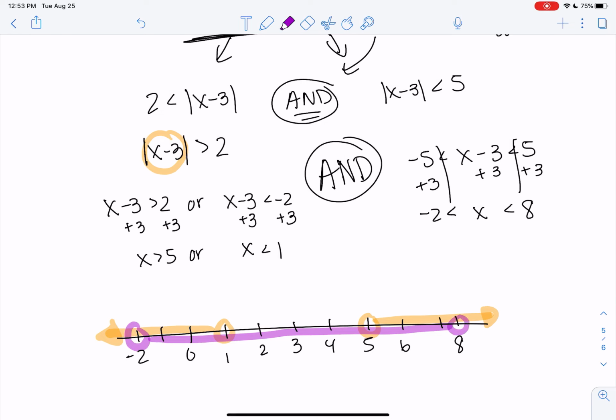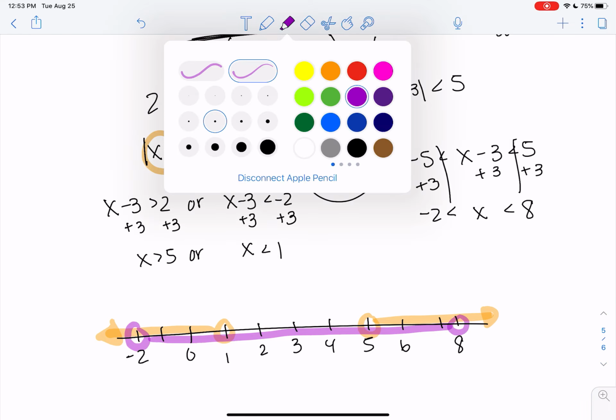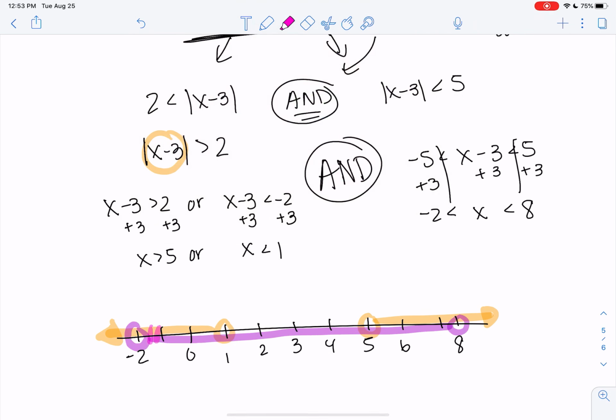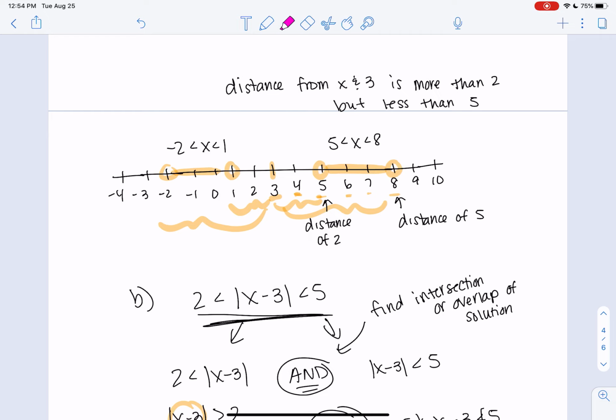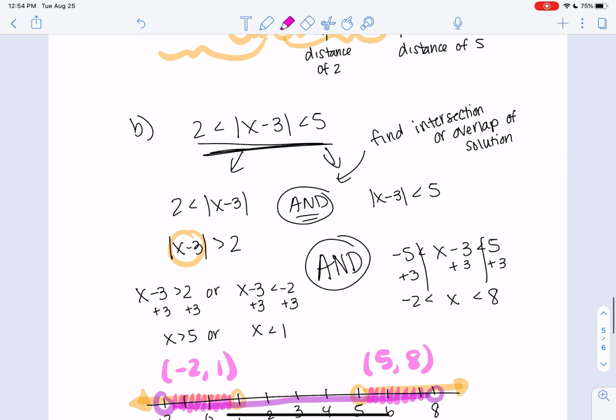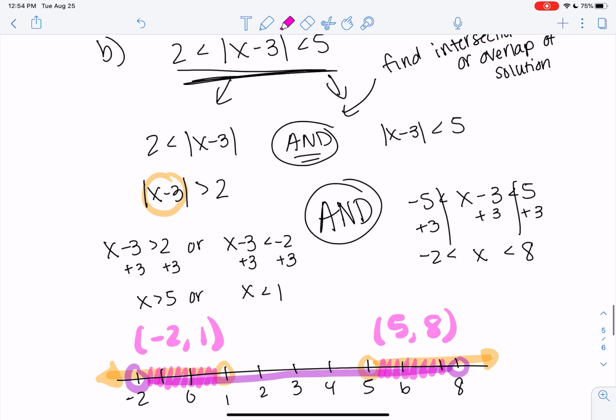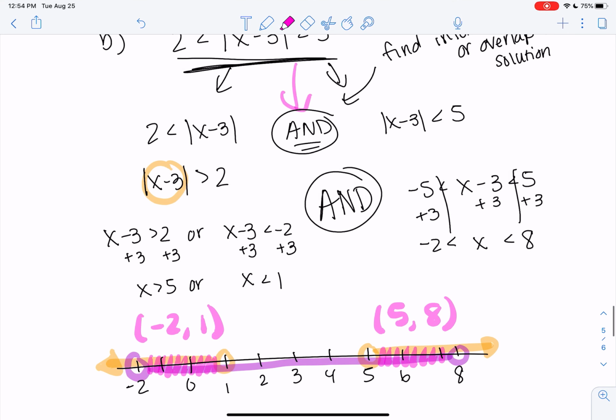And now the solution is just what do they have in common? So I would find the pieces of the interval that they have in common. That would be from -2 to 1, and that would be from 5 to 8. So that's how we would solve this algebraically, which I actually thought maybe visually was faster. Same answer, right? But anytime we have these in-betweens, it creates an AND event. Let me know if you have questions still.